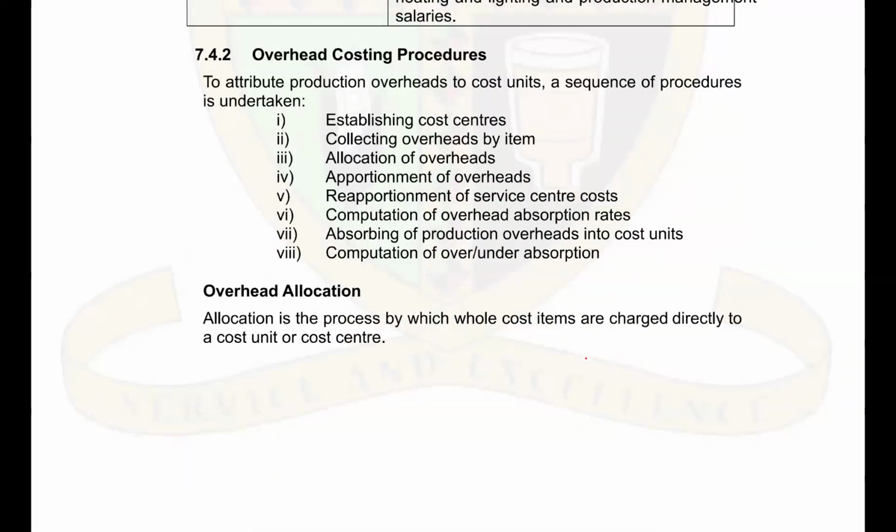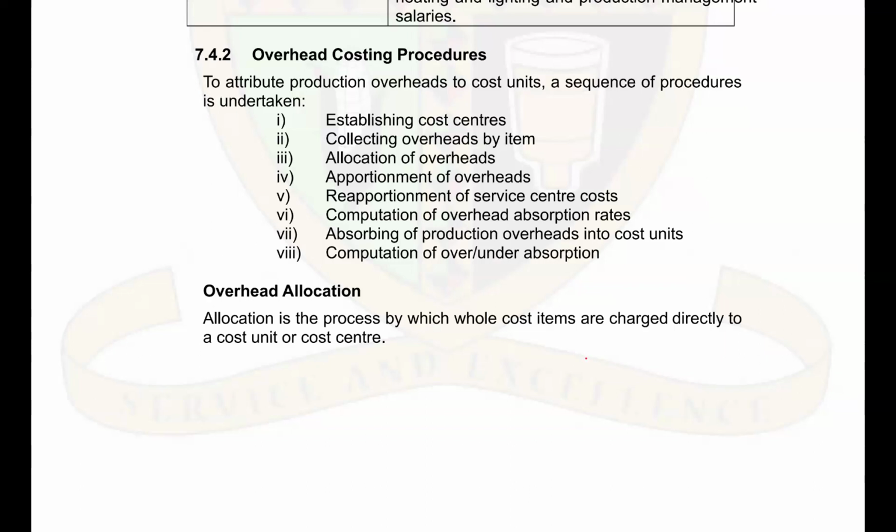So now, the first part of your assignment is asking you to explain the 3 stages, or the processes that are involved in overhead costing. Number 1, there is cost allocation. This is the first stage, and this is what you're going to write. I'm explaining right now. What is cost allocation?